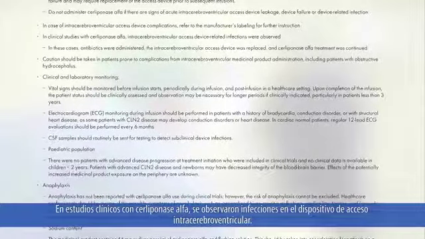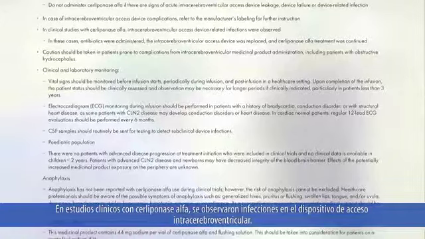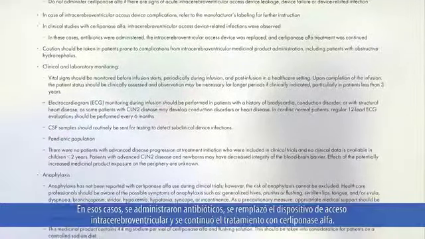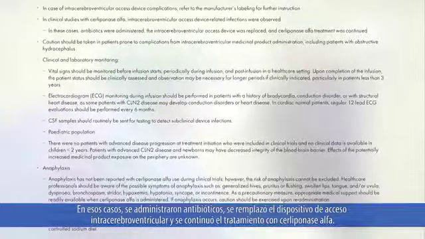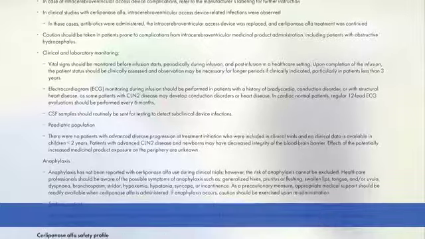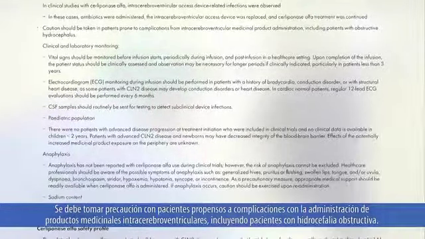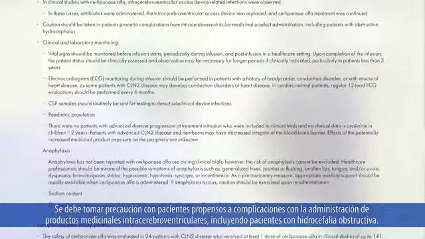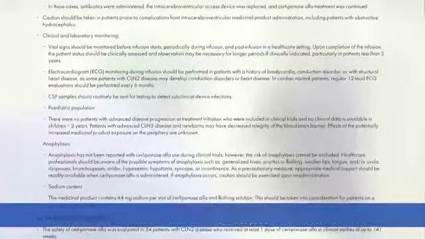In clinical studies with solipinase alpha, intracerebroventricular access device-related infections were observed. In these cases, antibiotics were administered, the intracerebroventricular access device was replaced, and solipinase alpha treatment was continued. Caution should be taken in patients prone to complications from intracerebroventricular medicinal product administration, including patients with obstructive hydrocephalus.